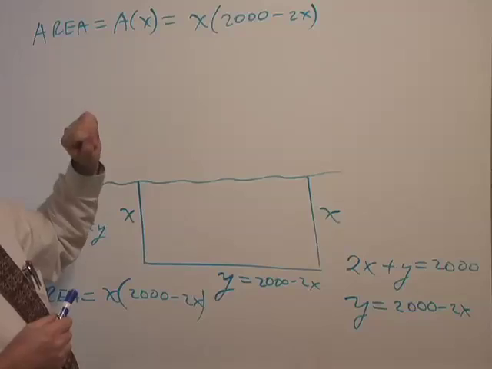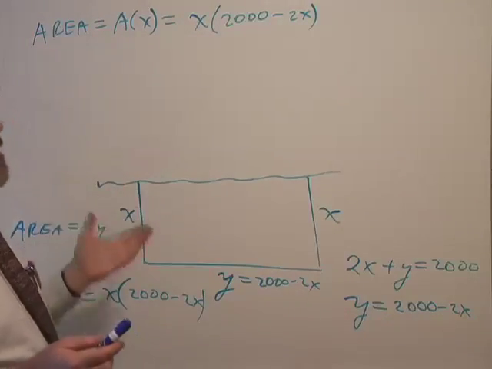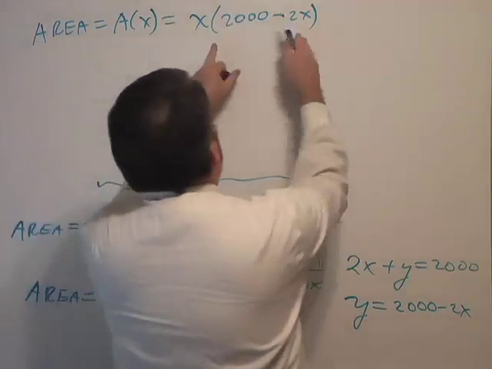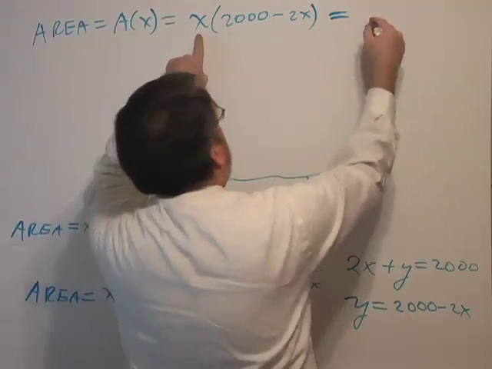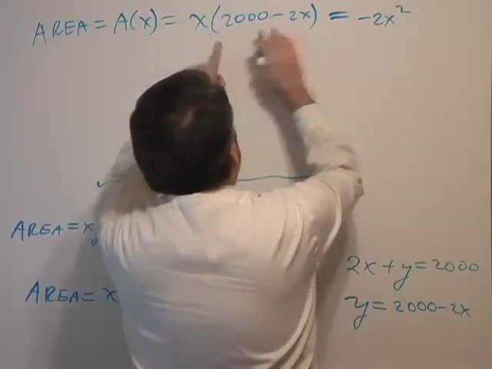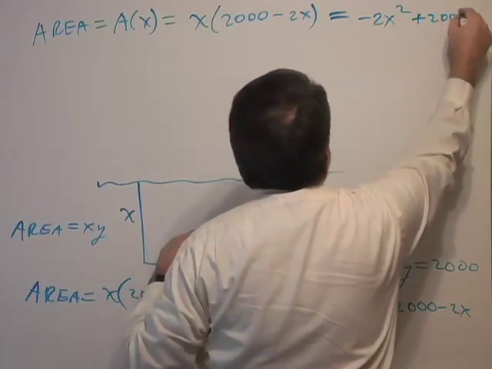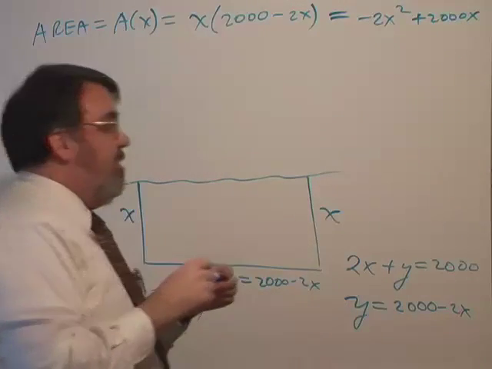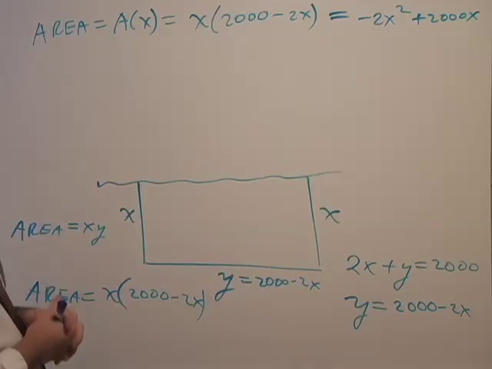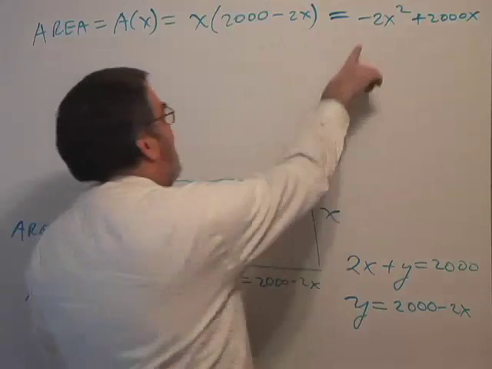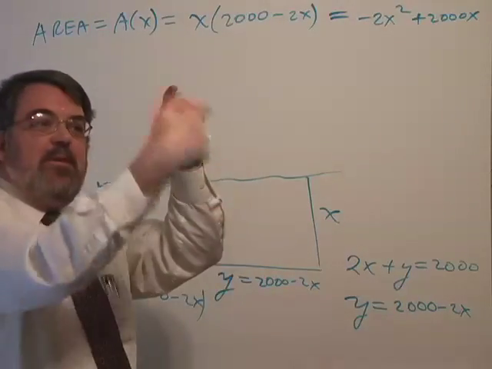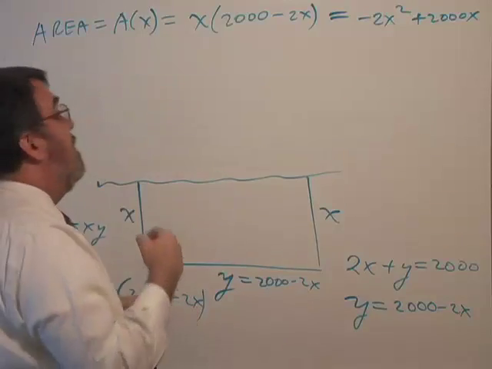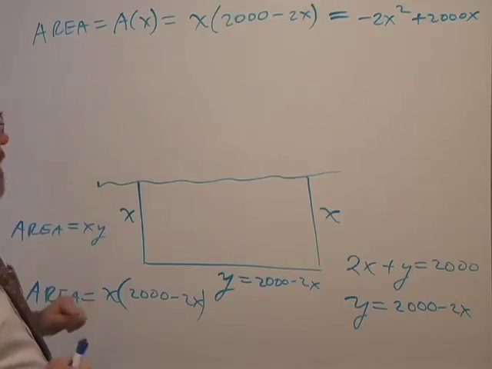All right, I rewrote our quadratic function up here, and how do we know that's a quadratic function? Because if I multiply this out, and I'll write it in descending powers, I would have minus 2x squared plus 2,000x. So that's a quadratic function. And how is it pointed? Well, it's pointed down because of the negative leading coefficient. So it loops over, which means I have a maximum at the vertex. Maximum what? Well, it's the maximum area.